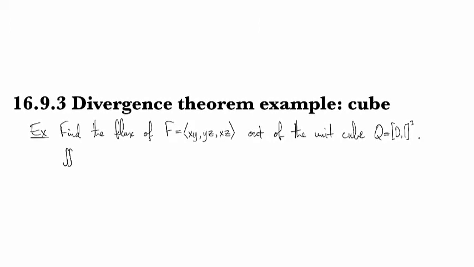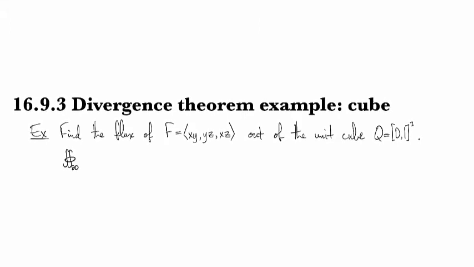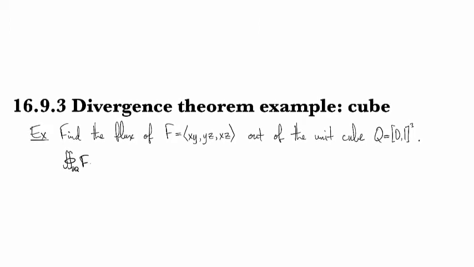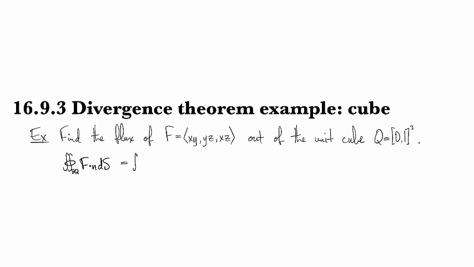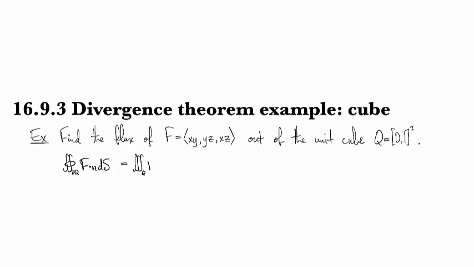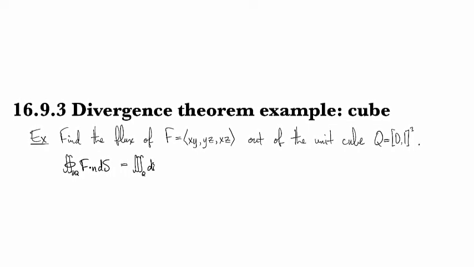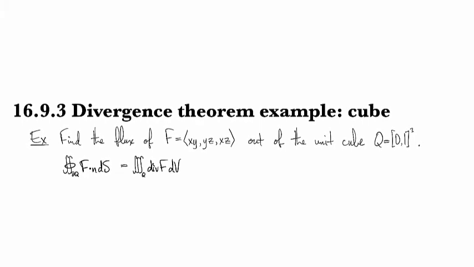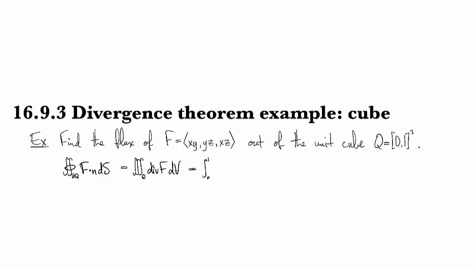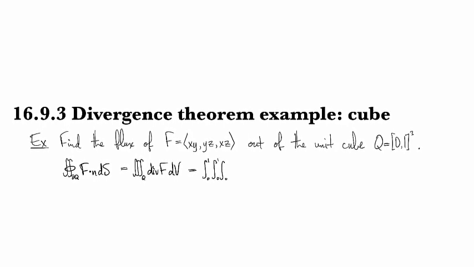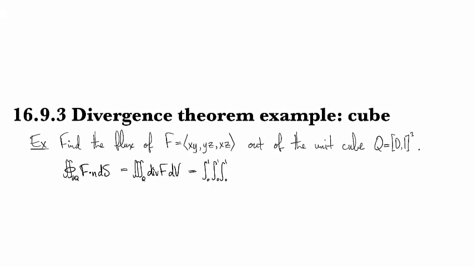So the flux coming out of this is going to be over the boundary of the cube. So the flux would be the normal component integrated with respect to dS. But we're going to convert this into the triple integral over the cube of the divergence of F with respect to volume. And this is going to be in parameters from 0 to 1, 0 to 1, 0 to 1. We're just setting up in Cartesian here.